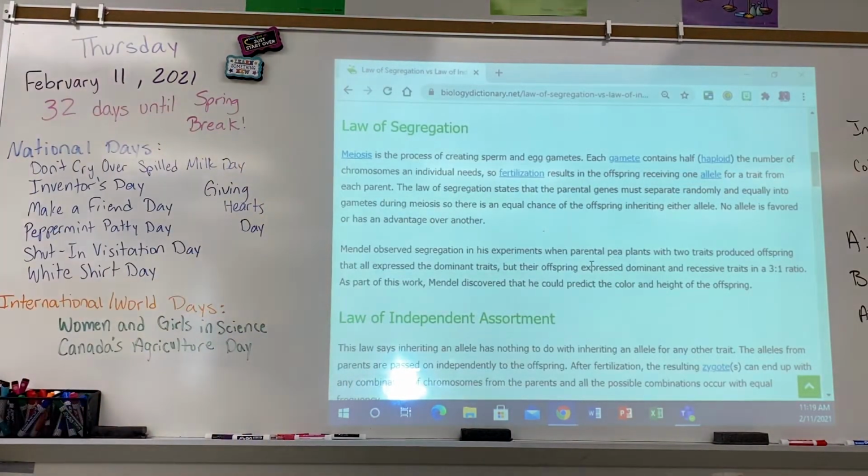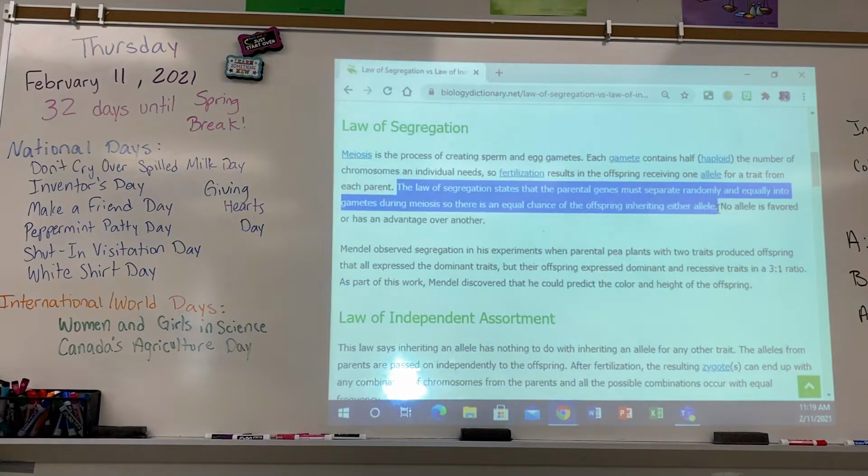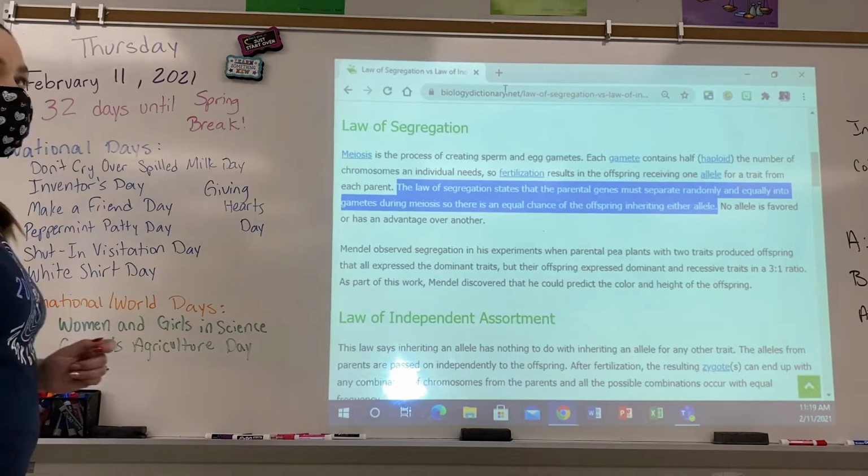So on that page, wherever you are, whatever you're going to see it later, I want you to write down this for the law of segregation. Go ahead.